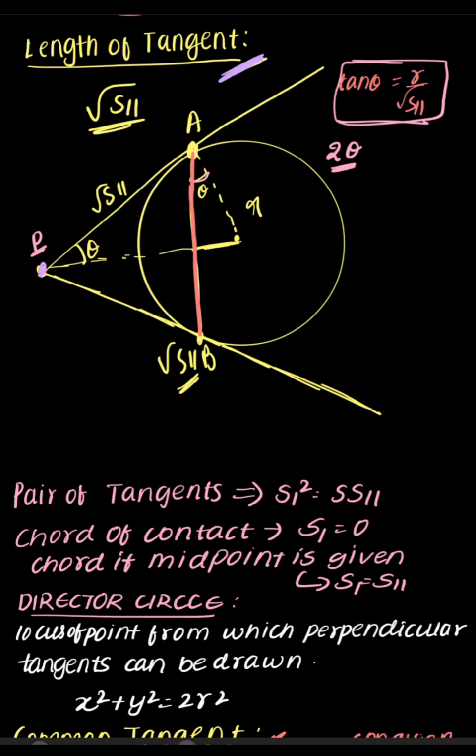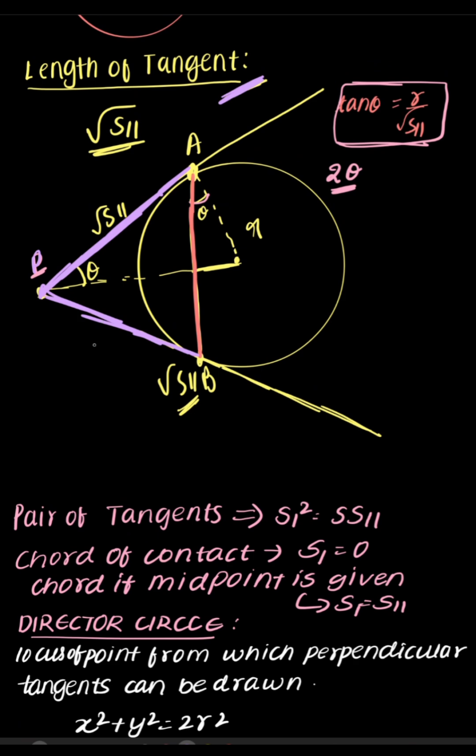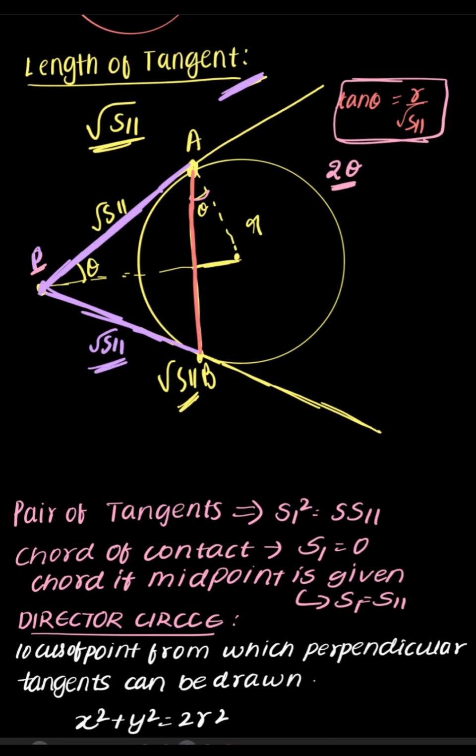Now if we assume an external point P, then this length PA or this length PB. So we can draw two tangents from an external point onto one circle. Both these lengths are going to be equal and they're going to be equal to root S11.